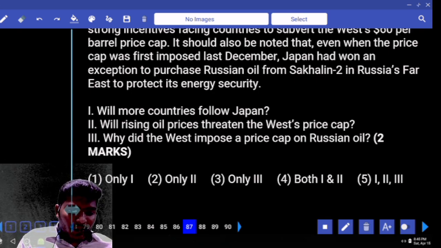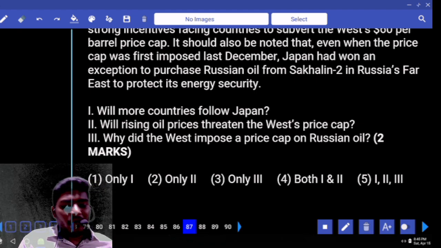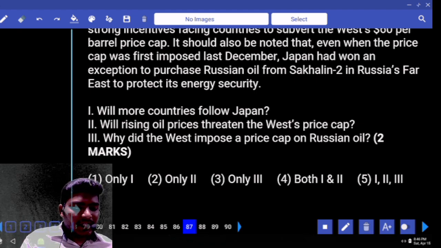Next, in 88, how much more does it cost Russia to produce a barrel of oil than Japan? Next one, why is Japan taking ranks with the West? Next one, will more countries follow the Western countries?